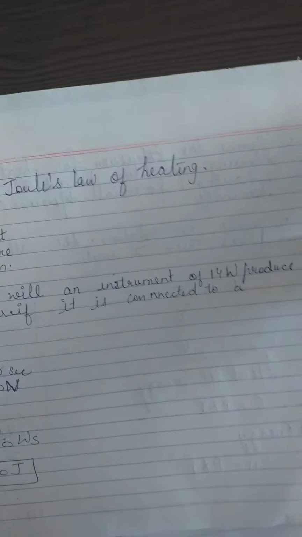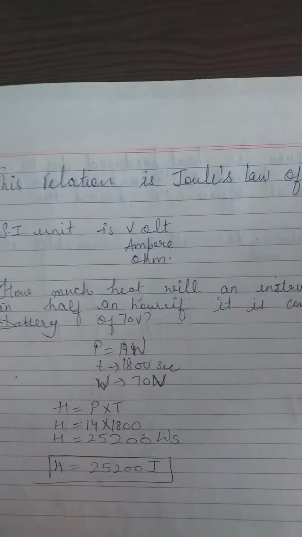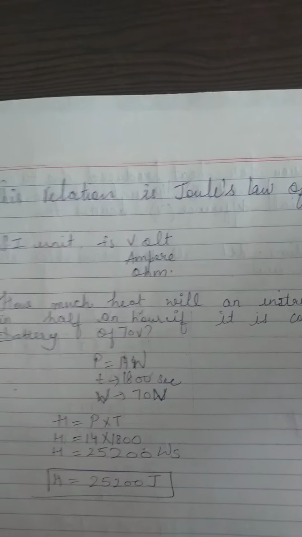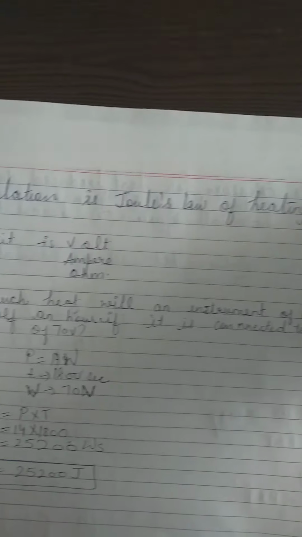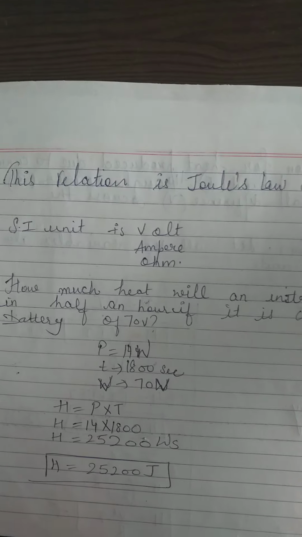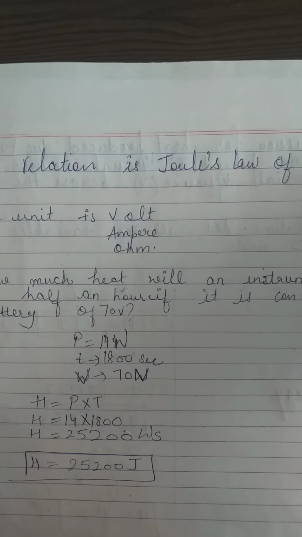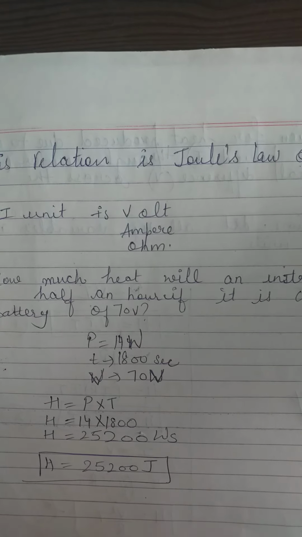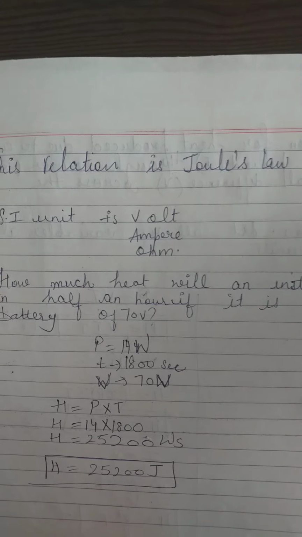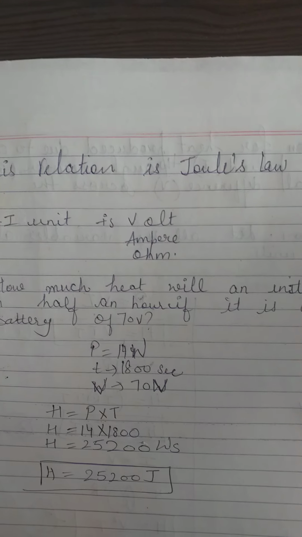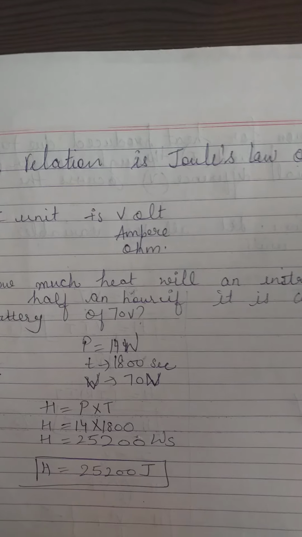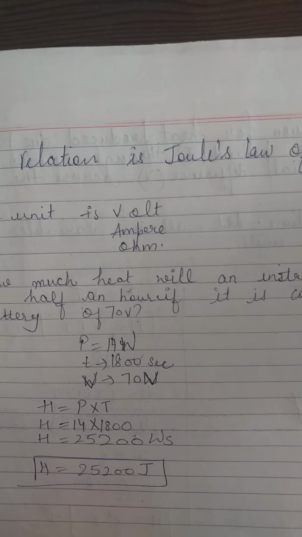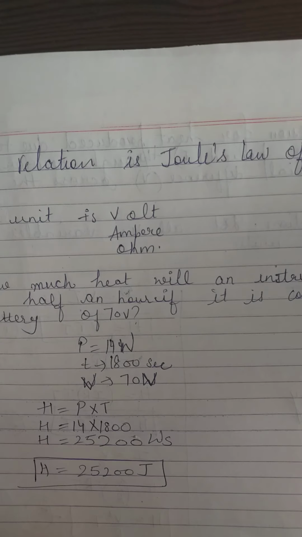Next numerical is: how much heat will an instrument of 14 watt produce in half an hour if it is connected to a battery of 70 volt? The value of the power is 14 watt. Time is half an hour, meaning 30 minutes, and it is connected to a battery of 70 volt. The potential difference is 70. So P is equal to 14 watt, time is 1800 second, and potential difference is 70 volt. So the value of the heat is P multiplied by T. Put the value of the power and time. The value of the heat energy comes out to be 25200 joule.